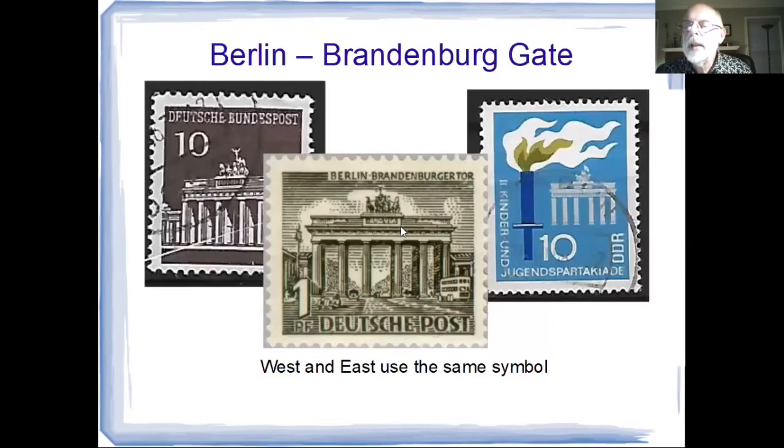The Brandenburg Gate was an earlier picture and is very iconic for Berlin. You have it on so many stamps. Now this one is from West Germany. This one is from Berlin, and this one from East Germany. But the symbol of the Brandenburg Gate was used everywhere.